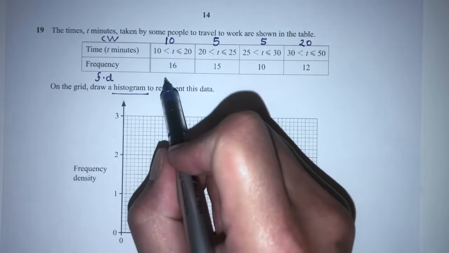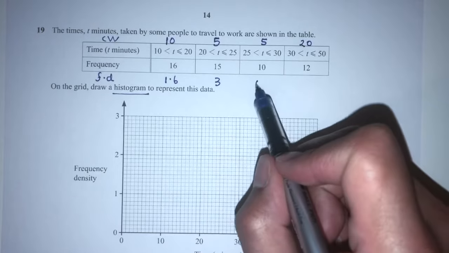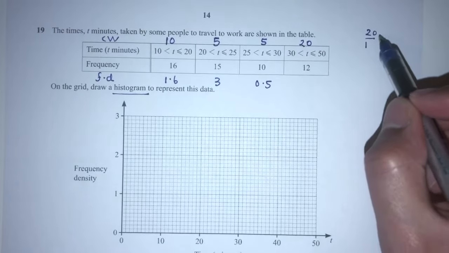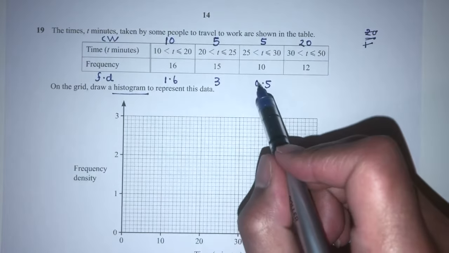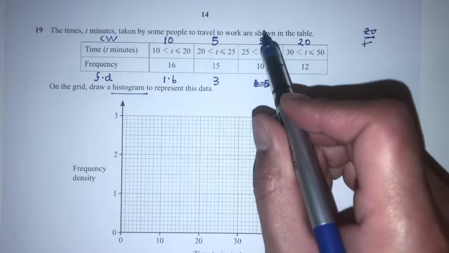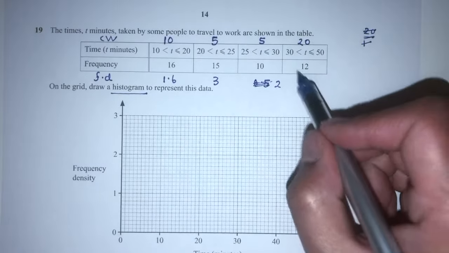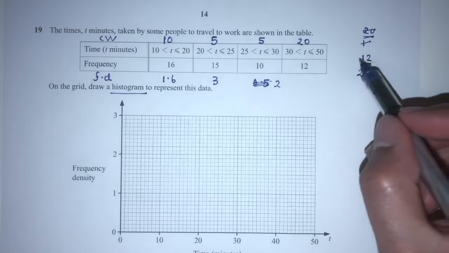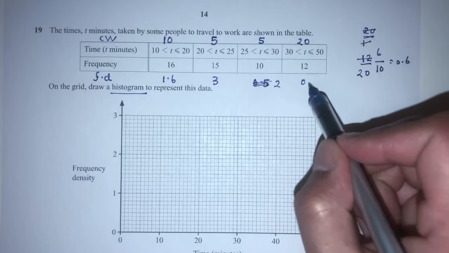16 divided by 10 will be 1.6. 15 divided by 5 will be 3. That will be 0.5. And what is 20 divided by 12? Let's find out. Sorry, it is the other way around again. So that should be frequency divided by class width. So 10 divided by 5 will be 2. 12 divided by 20, divide by 2, you have 6 over 10, and that will be 0.6.